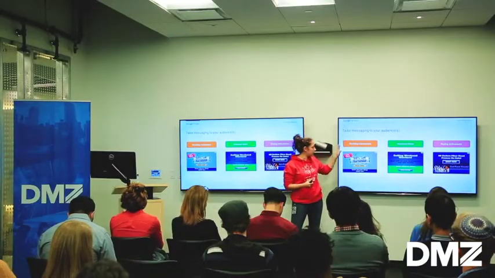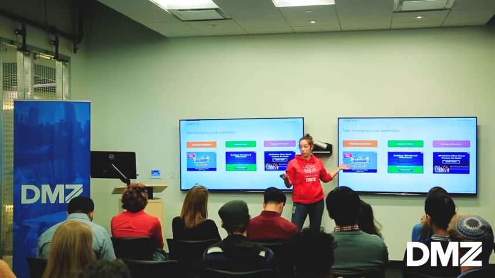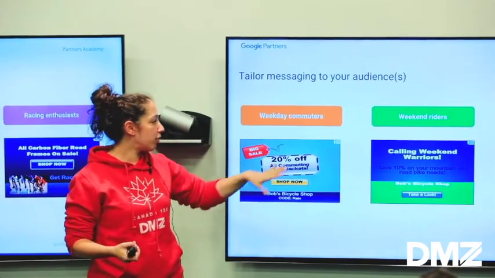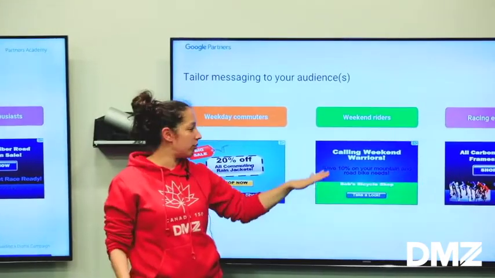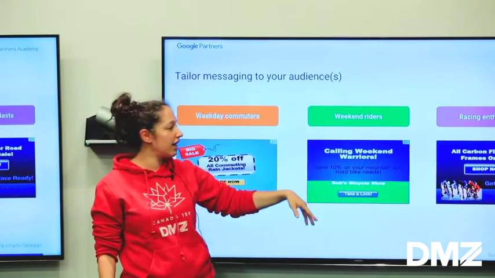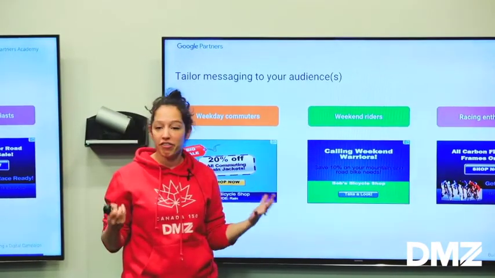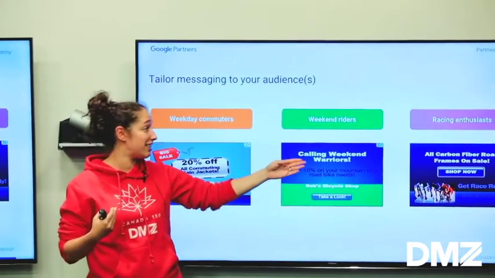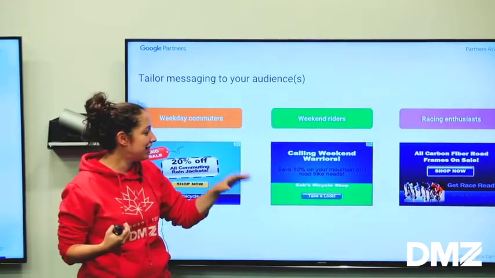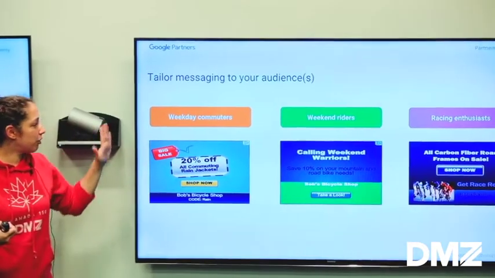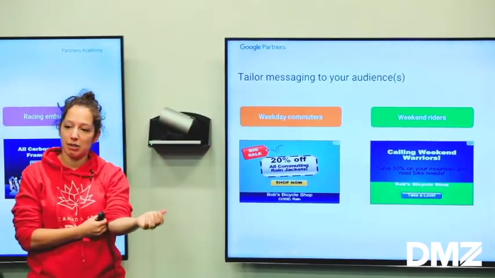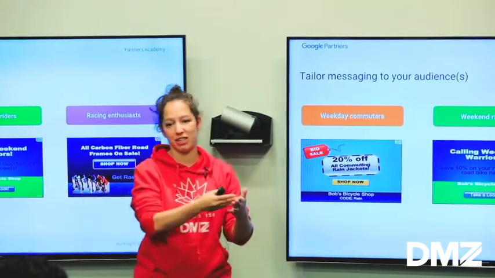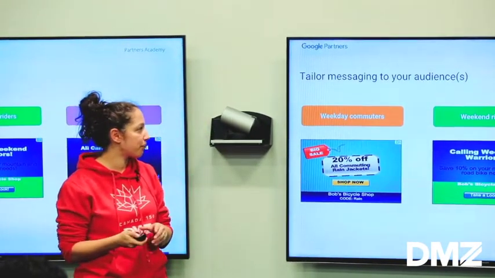So for weekday commuters, he's offering 20% off commuting rain jackets and shop now, so they can buy something online. For weekend riders, who are probably not as valuable, 10% off, come take a look. And then for racing enthusiasts, carbon fiber road frames. I don't know what a carbon fiber road frame is, which tells you I'm not in his audience and I probably wouldn't be served that ad, but that sounds expensive. So tailoring different things to different audience members so that you're making sure that you're driving them towards the action that makes sense for where they are in the customer journey.